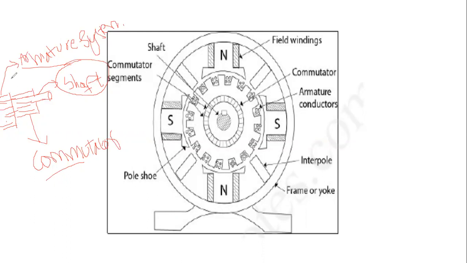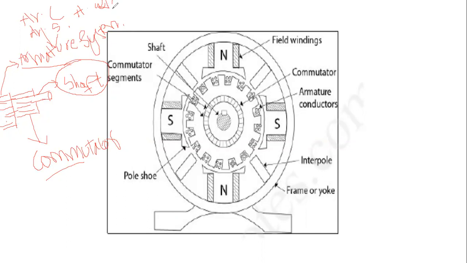This is the armature system. The armature system consists of three parts: the armature core, the next one is the armature slots, and the next one is the armature windings.